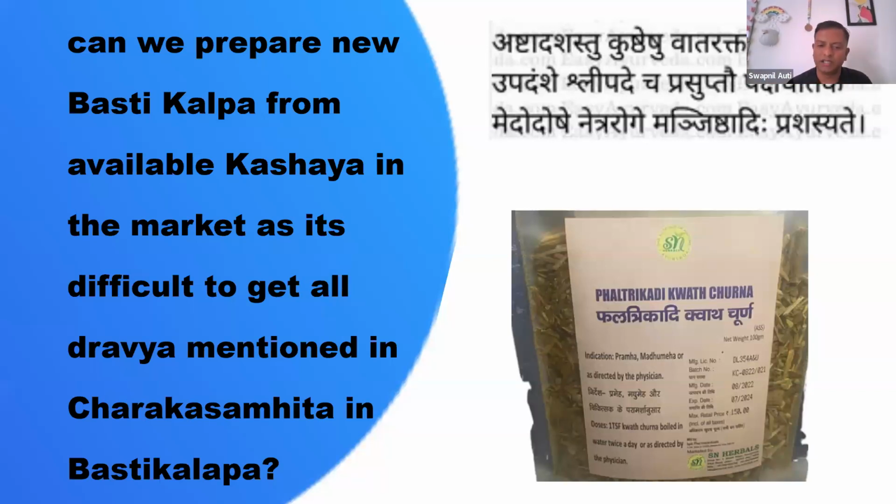Even Phalatrikadi Kvath is very good. It is indicated for Prameha, Madhumeha, and even for Panduroga, and even for some Amlapitta also there are Phalatrikadi kalpa. So this combination can be modified. You can add Kshirakashaya, you can add some Prakshepa, and likewise you can modify it.